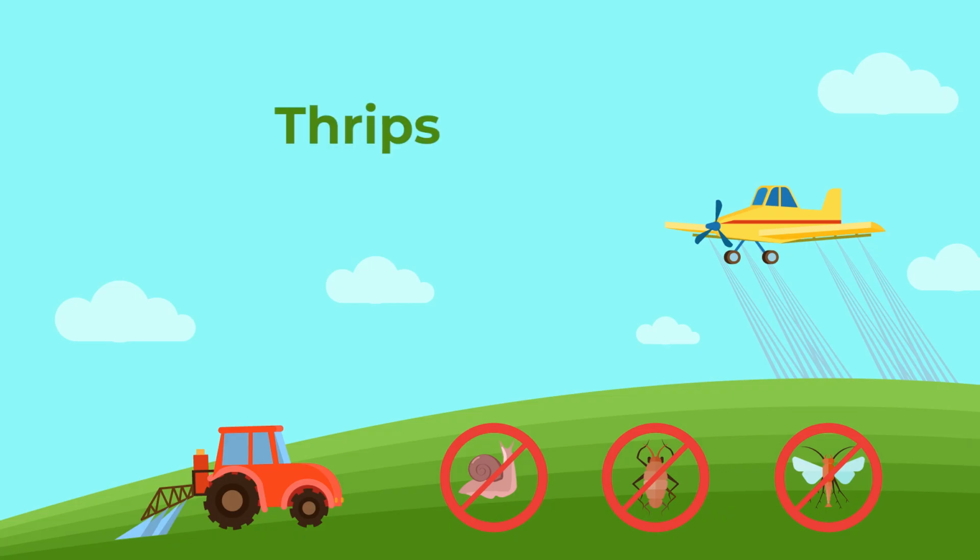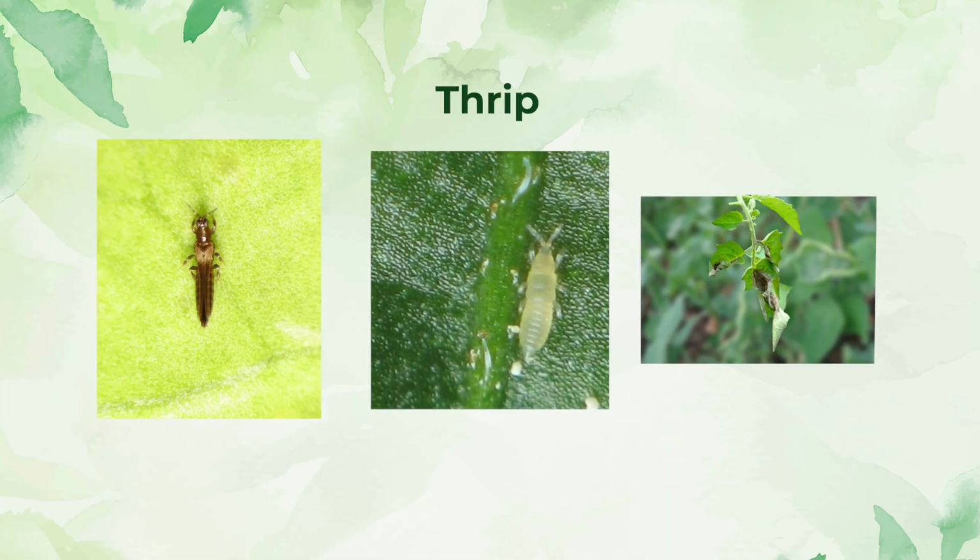Seventh, thrips. Thrips are minute insects with fringed wings. Both adults and nymphs damage the crop and lacerate leaf tissue and curl the leaves inwards. This incidence is severe during dry periods. Let us take a look at the control.